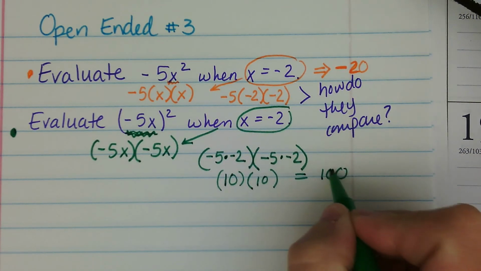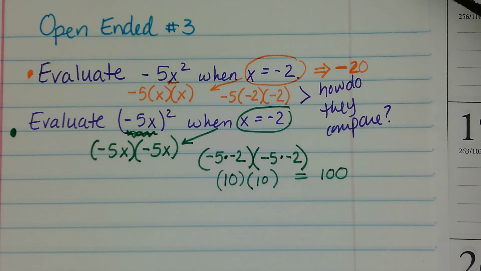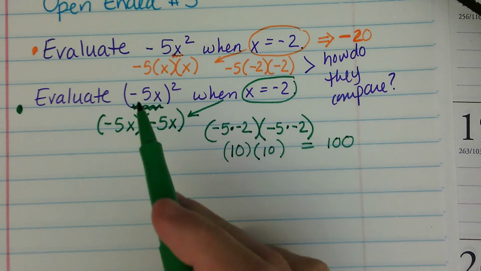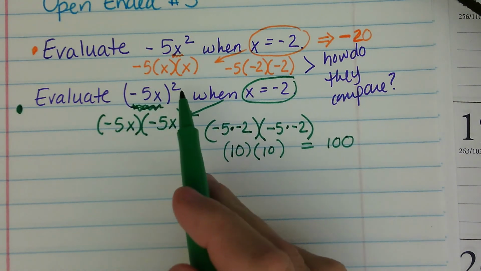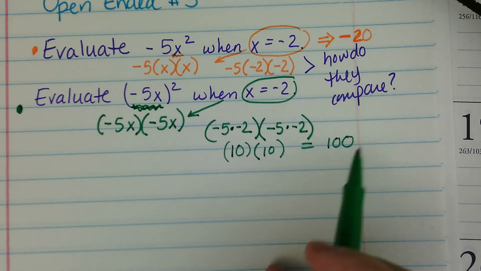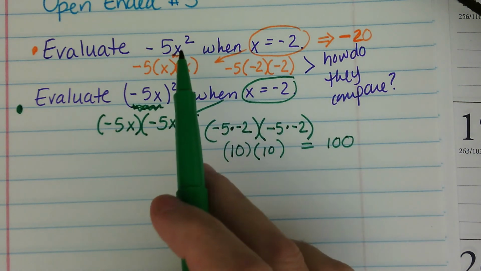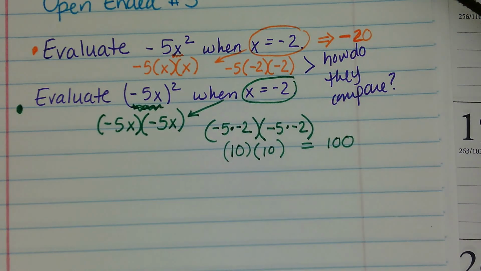Look at the difference. One set of parentheses makes a big difference. How do they compare? Well, the one where you're squaring the whole entire term is going to be so much bigger than if you're only squaring a piece of the term. Hopefully you caught that.